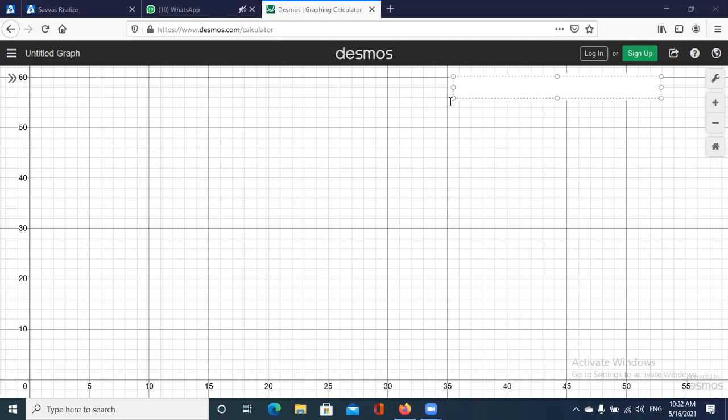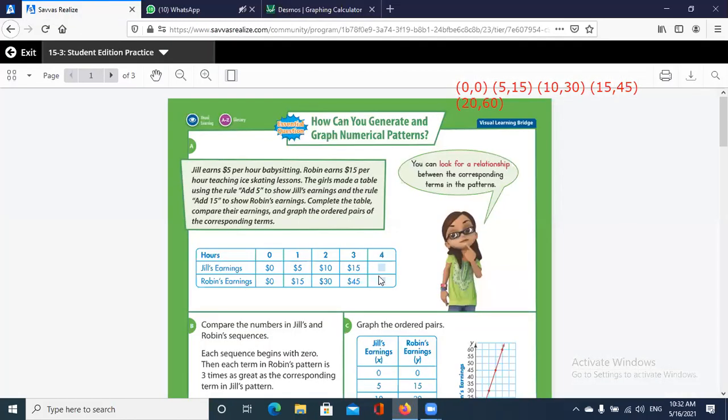Why did we put 20 and 60? Yes, because in the table, look here. Let's go to the table. In the table, we have a missing number, okay? We need to find it in number 4. So every time for Jill, we add what? We add 5. So the next one will be what? 20. 15 plus 5, 20.